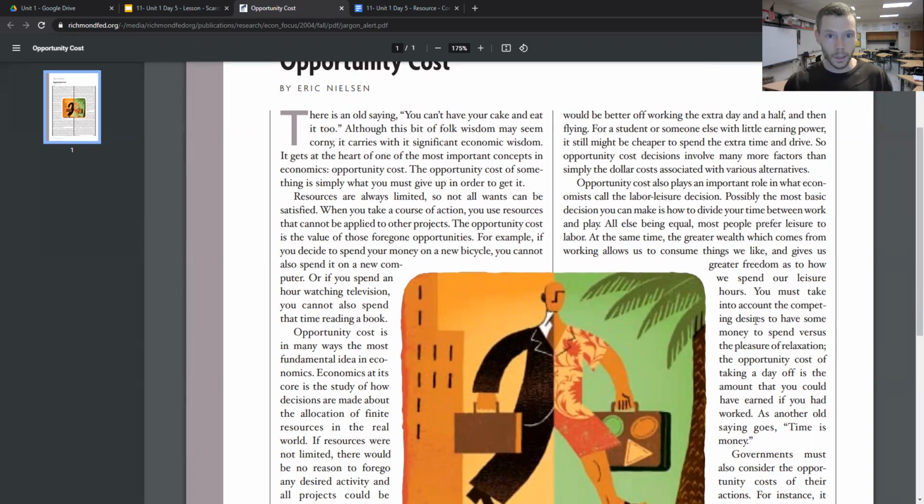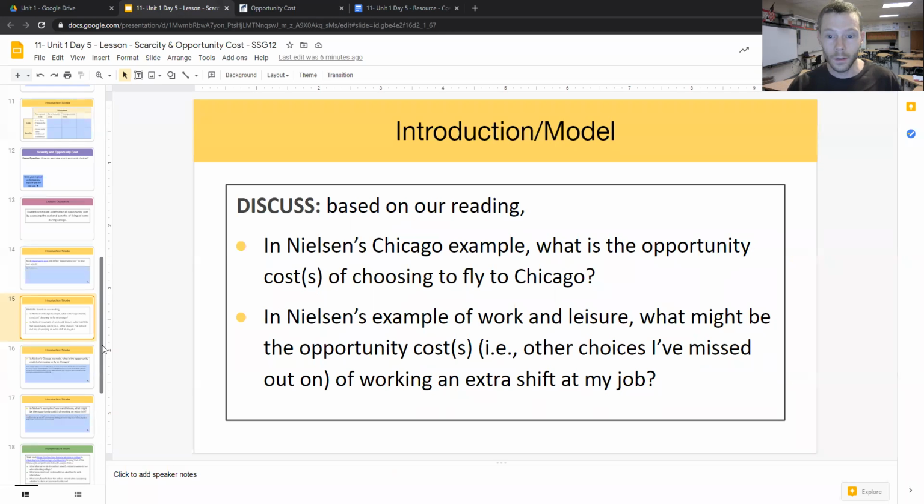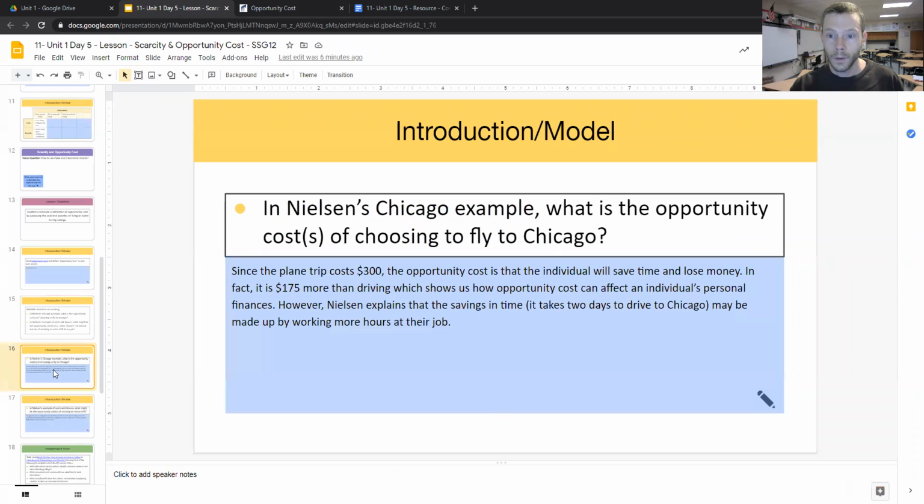All right, so I'm going to pause here. Let's go back to the lesson and look at these two questions. So in the example, what is the opportunity cost of flying to Chicago? So again, with opportunity cost, we're making trade-offs, we're making economic decisions. Since we can't have it both ways, we have to decide, would it make more sense for us to drive the distance, several hundred miles, or would it make sense for us to fly?